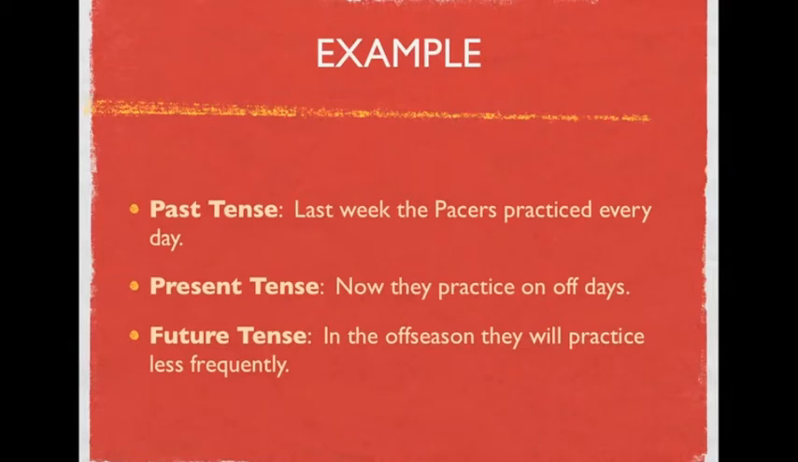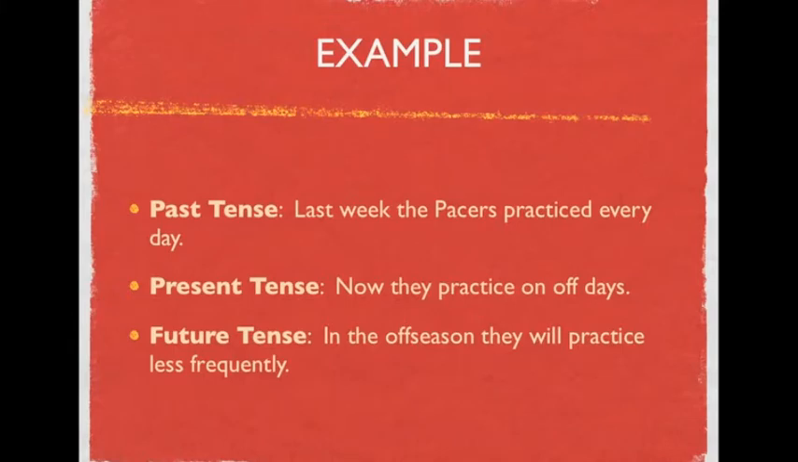Here are some examples. And this is what we call the simple tense. We'll spend a little bit more time on it in a moment. But the three simple tenses are past, that means it happened in the past, present, that means it's kind of happening now, and then future. So past, it says, last week the Pacers practiced every day. Our verb is practiced, and the ed that's there lets us know it happened in the past.